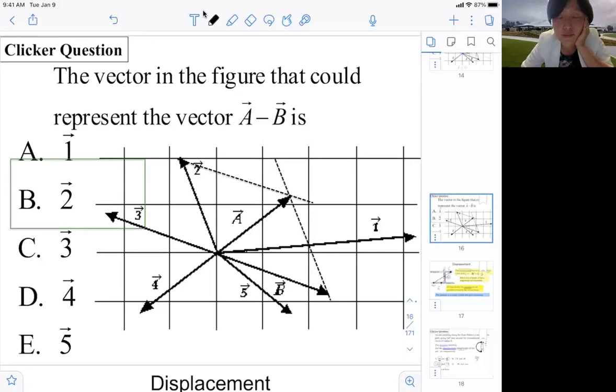Oh, never mind. I got it mixed up. I'm sorry. I was thinking that B was vector 2, which is actually vector C. Never mind. Okay. Sounds good. Thank you for the question, Jacob. See you on Wednesday.